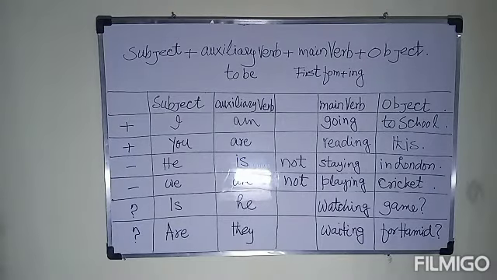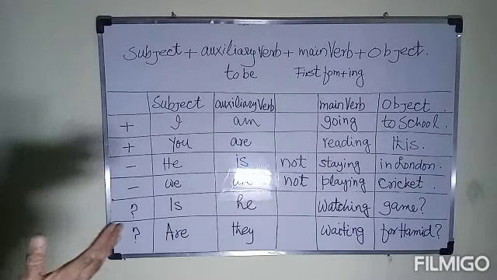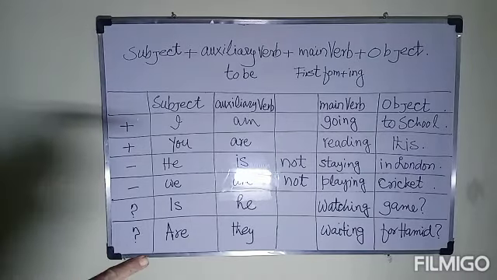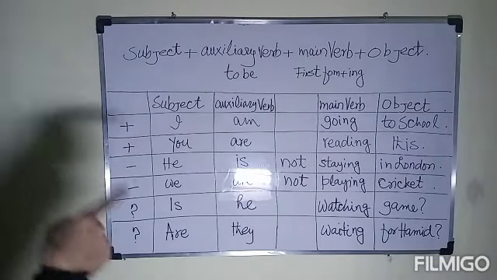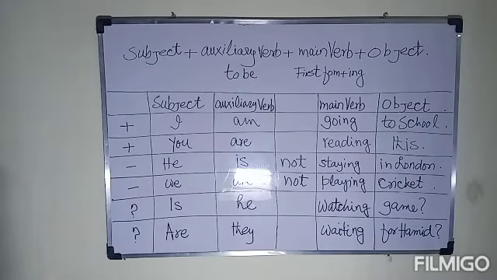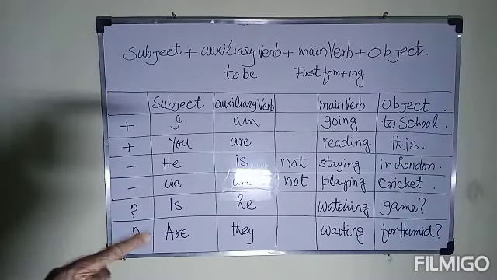In the question sentences, we take the auxiliary verb to the place of the subject and push the subject to the place of the auxiliary, and your sentence will turn into a question. Question sentences. Now, what is our first? Is he watching a game? See, our auxiliary verb is comes first, and our subject is shifted after the auxiliary verb. Is he watching a game?